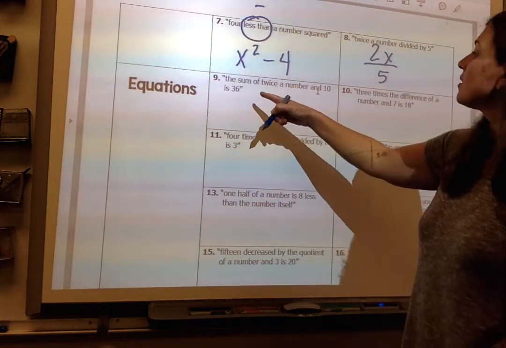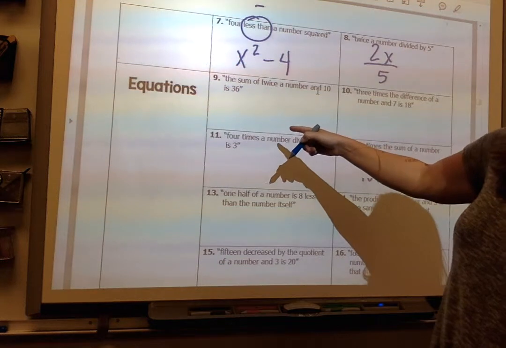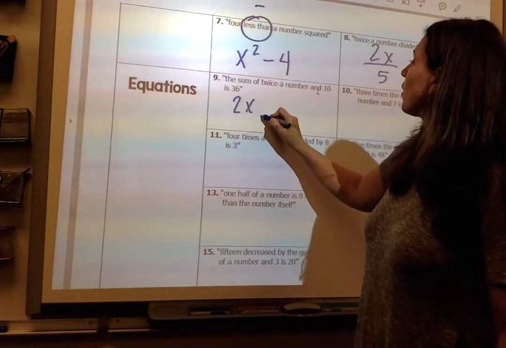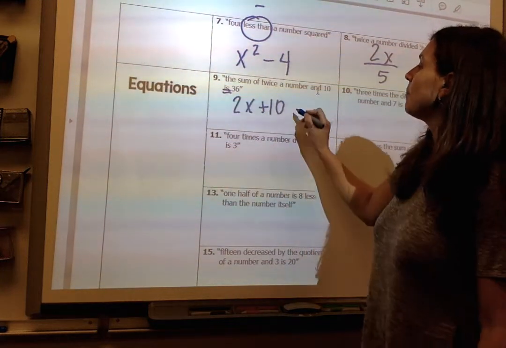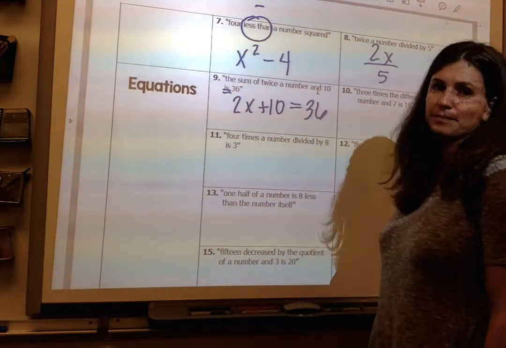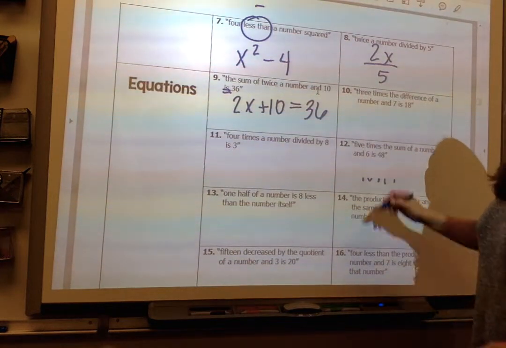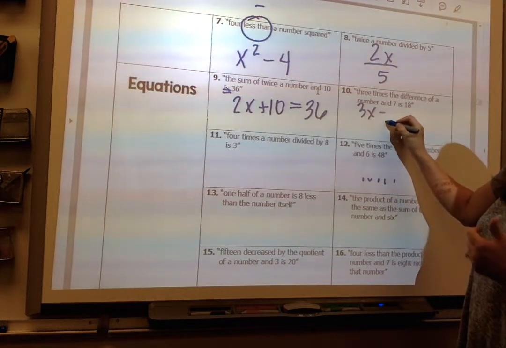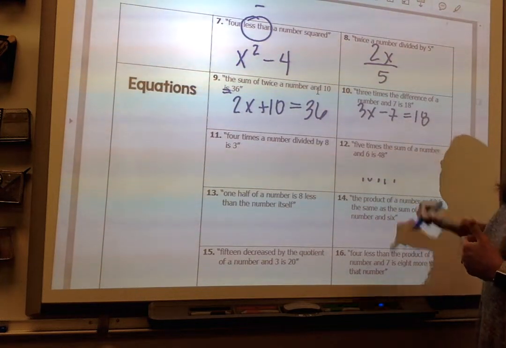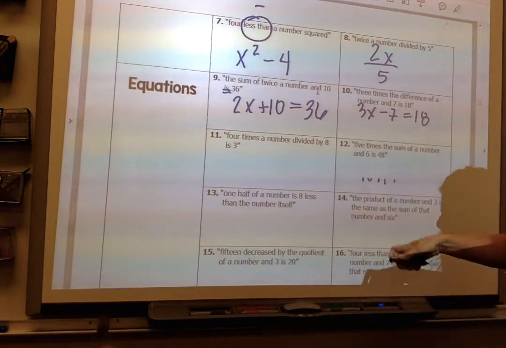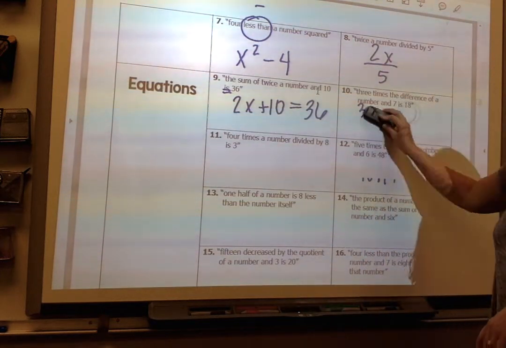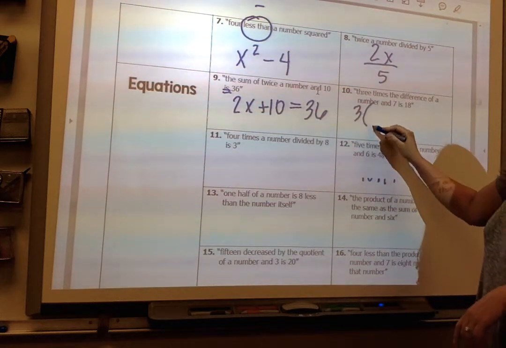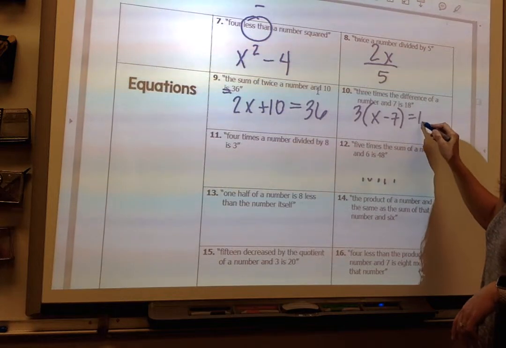Number 9, the sum of twice a number and 10 is 36. The sum of twice a number and 10 is, in math, is equals 36. Number 10, 3 times the difference of a number and 7 is 18. That doesn't even look right. Because 3 times what? Times the difference of a number and 7 is 18.